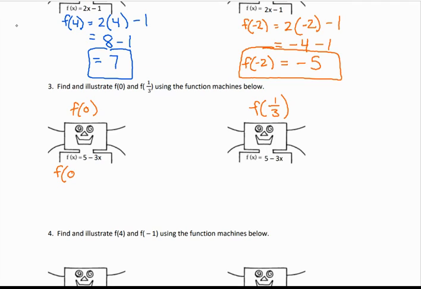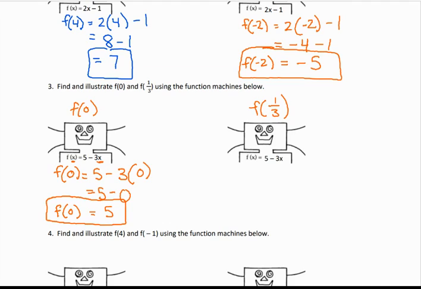So what it's saying is I plug in 0 where I see an x. Notice where I'm underlining, guys. That's where I plug in the value I'm looking for. So this will be 5 minus 3 times 0. Where I see that x, I plug in what I'm looking for, and we're just simplifying the right-hand side. So 5 minus, remember 3 times 0 is 0. And so now 5 minus 0 is 5. So that's saying f of 0 equals 5.